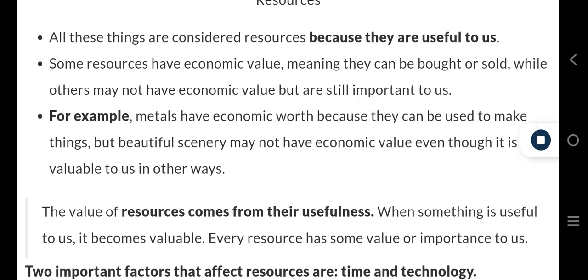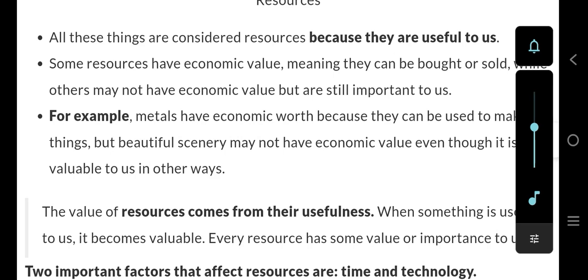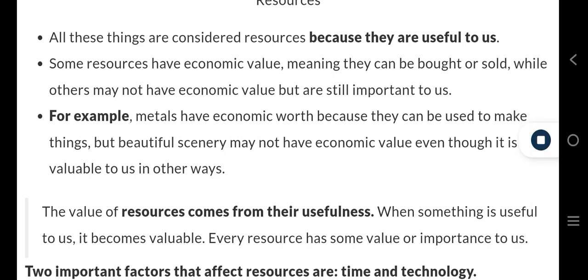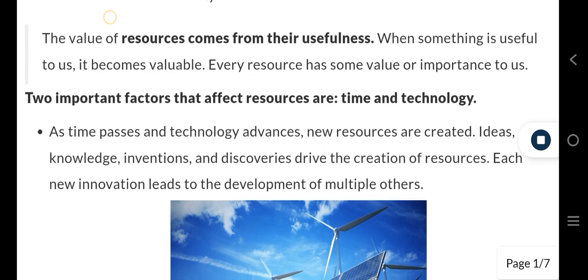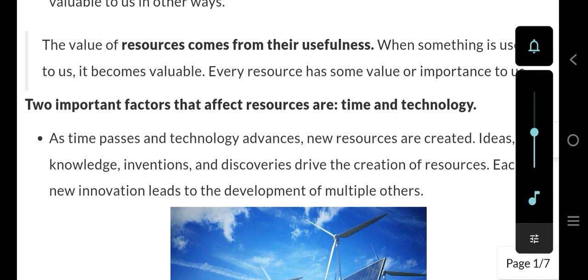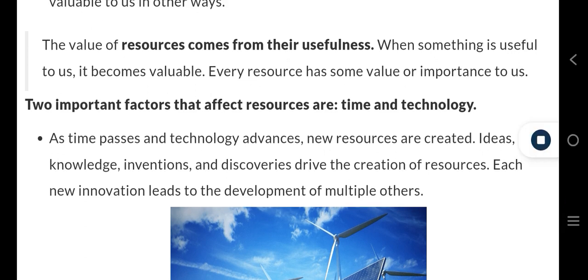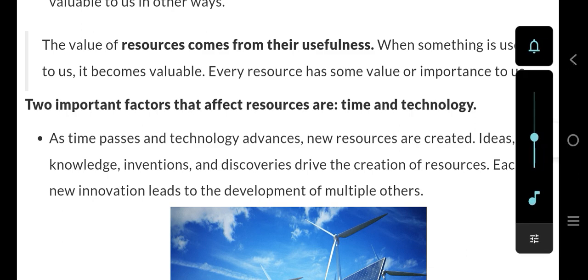Some resources have economic value, meaning they can be bought or sold, while others may not have economic value but are still important to us. For example, metals have economic worth because they can be used to make things, but beautiful scenery may not have economic value even though it is valuable to us in other ways. The value of resources comes from their usefulness. When something is useful to us, it becomes valuable. Every resource has some value or importance to us.